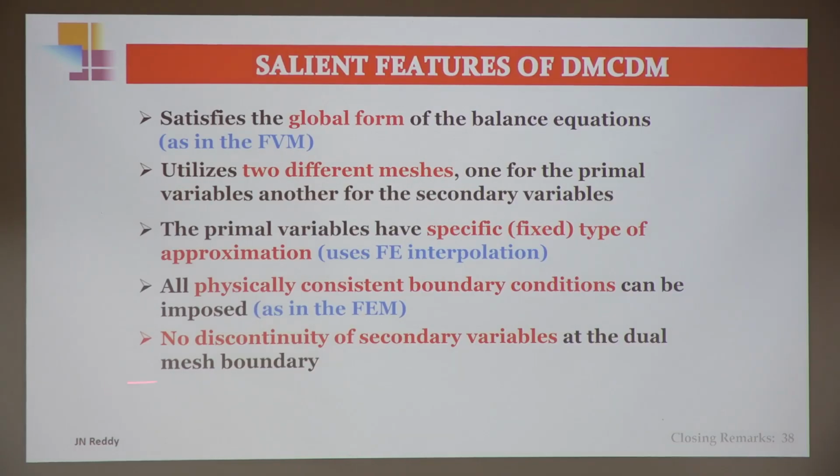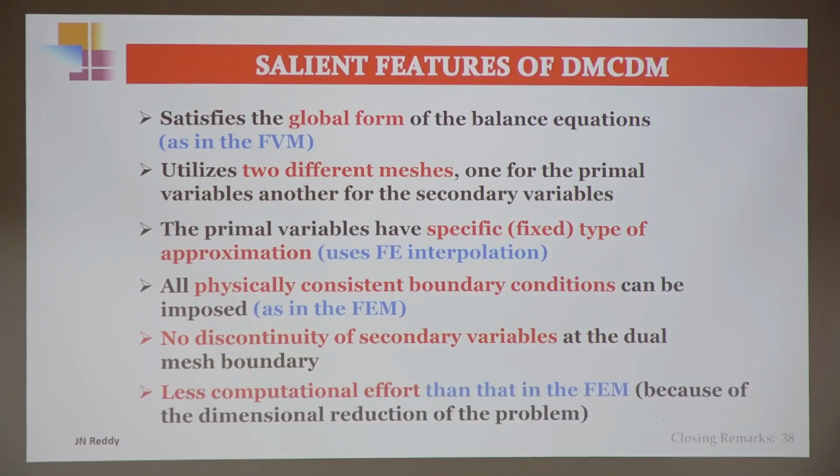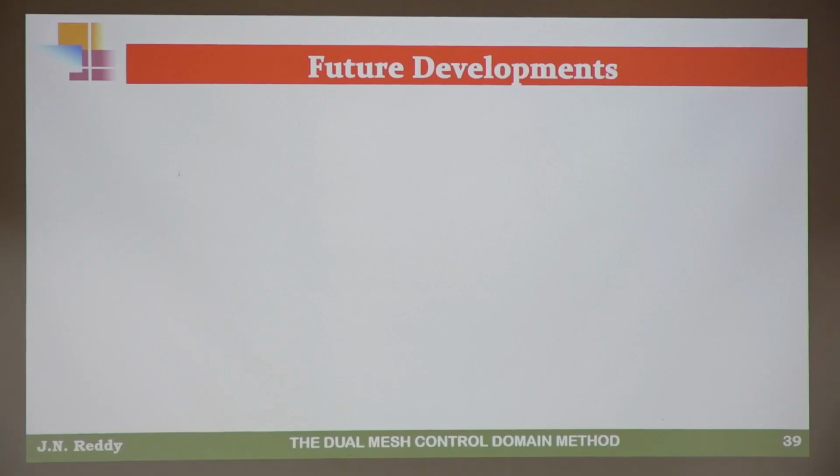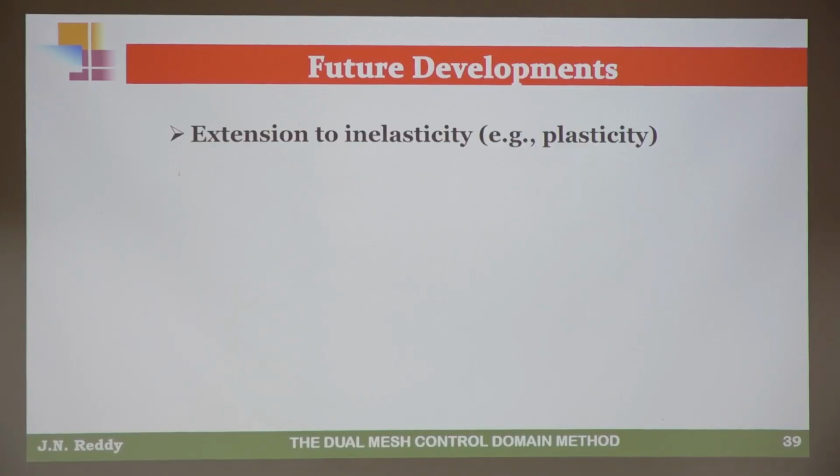Okay, so there is no discontinuity of secondary variables like in finite elements, because we are not computing them at the element interfaces. They are along the boundary of the dual mesh. And it is less computational effort because we reduce 2D into 1D, 3D into 2D. Okay. All right. So I think extension to inelasticity or plasticity is coming.